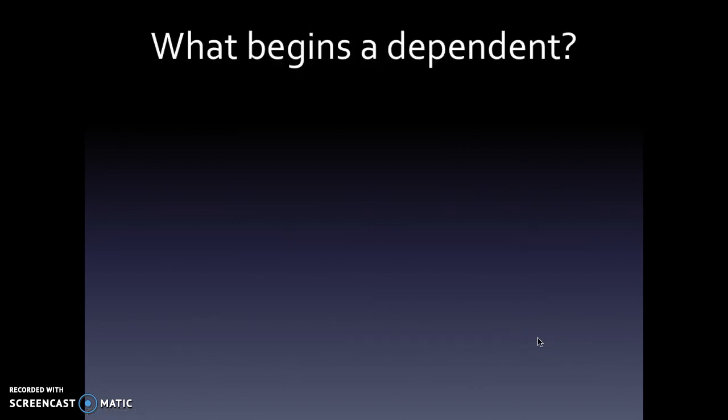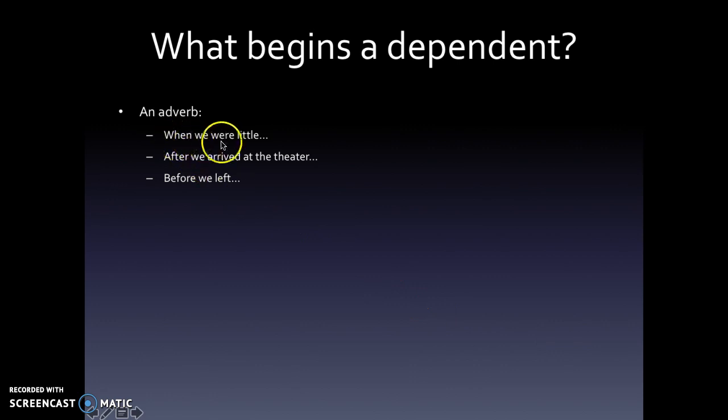What begins a dependent clause? How do you know that you're entering a dependent clause? Sometimes they'll start with adverbs, such as when: when we were little, after we arrived at the theater, before we left. So these are all dependent clauses. They are relying on, subordinate to, dependent upon the main part of the sentence. They leave you looking for more.